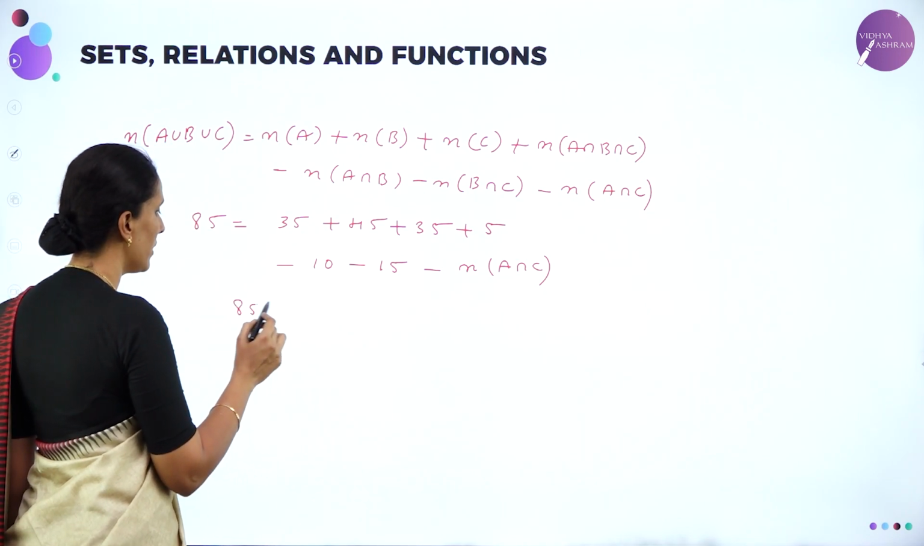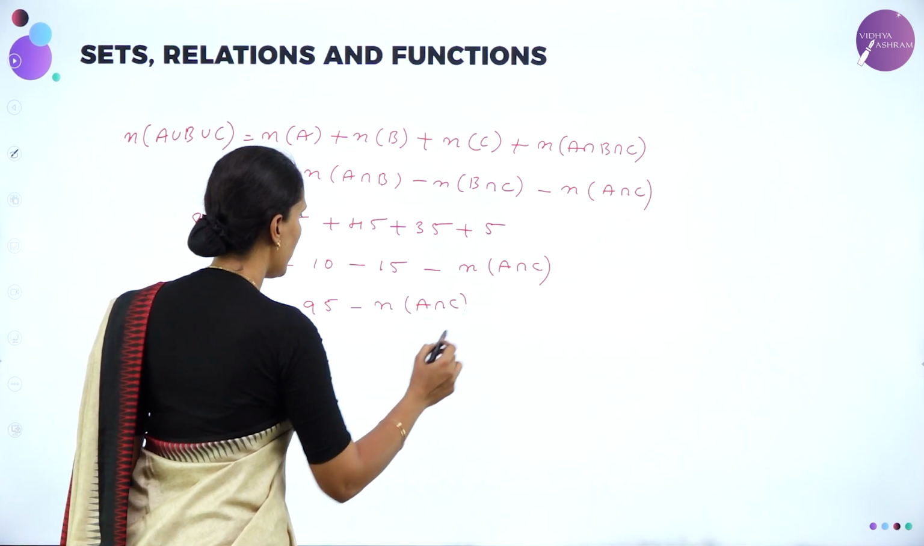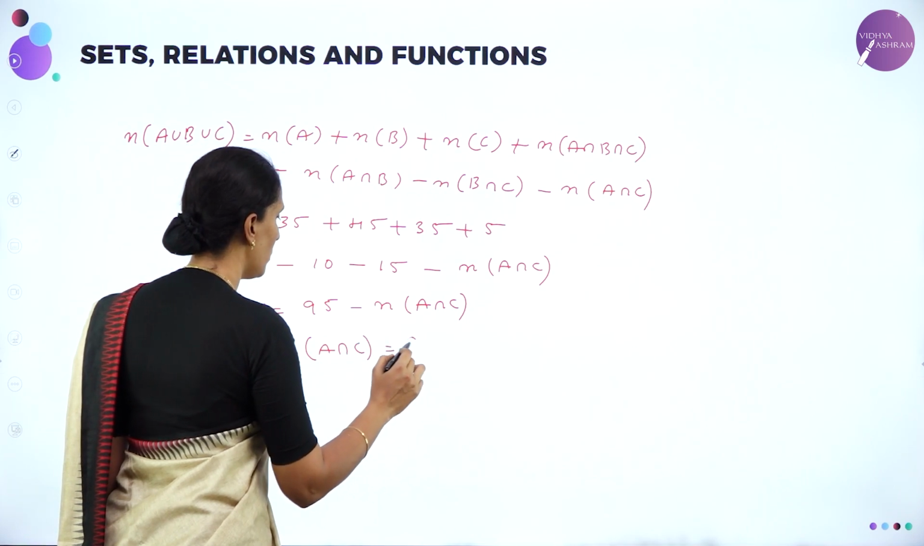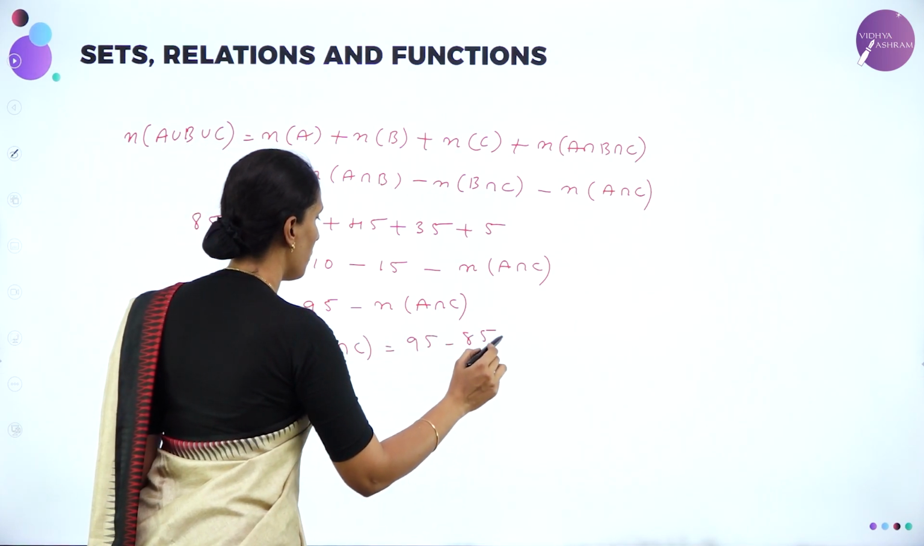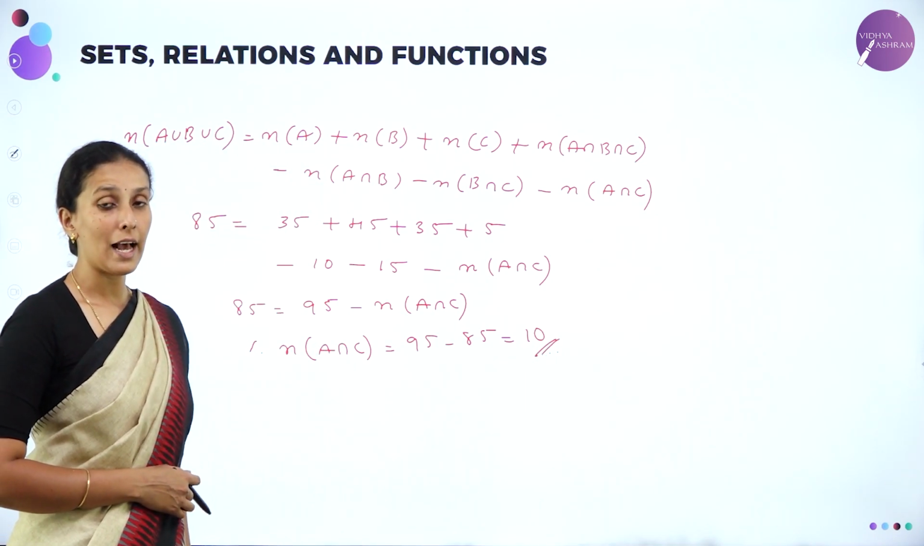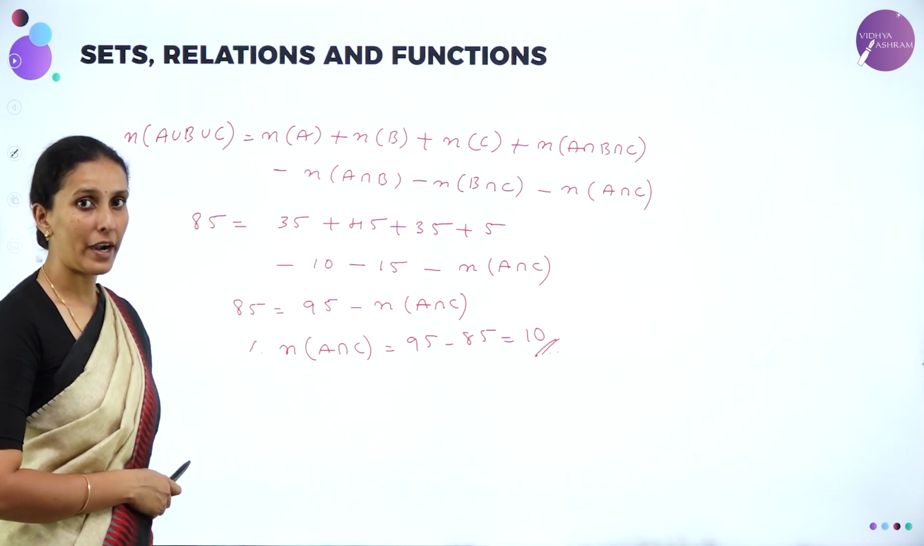So 85 is equal to 95 minus n of A intersection C. Therefore, n of A intersection C is equal to 95 minus 85, which is equal to 10. So 10 people like to play football as well as indoor games. We can also represent this with the help of Venn diagrams.